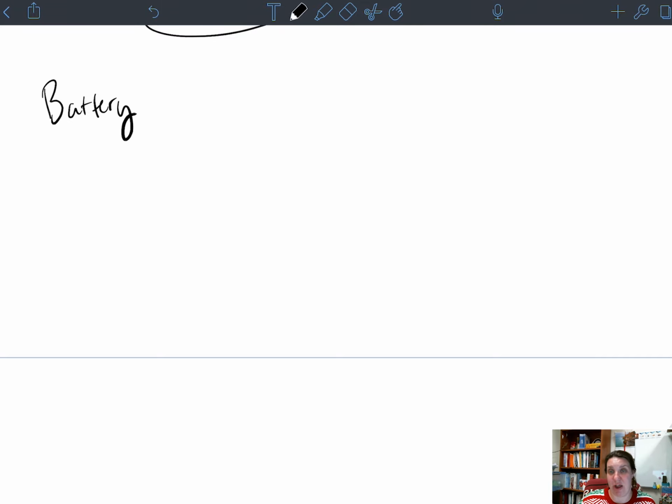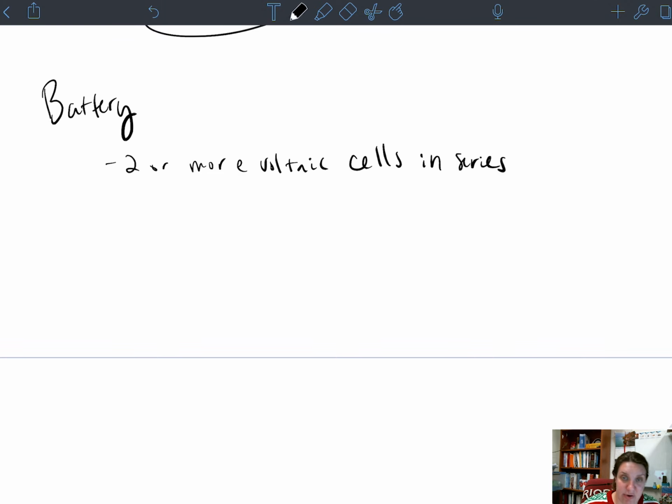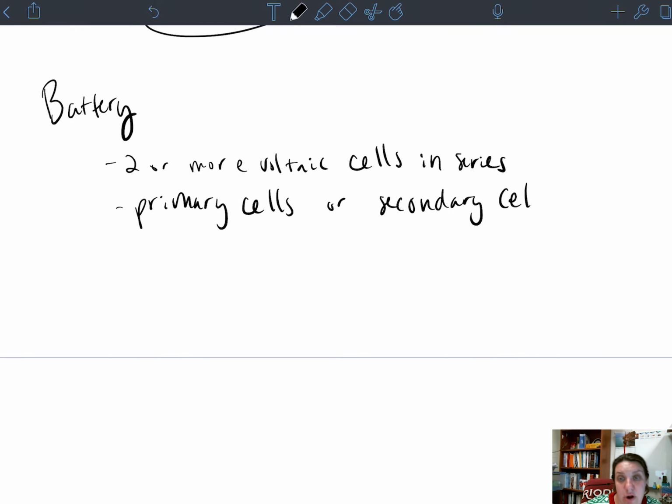In this chapter we're going to look at batteries, and here we have two or more voltaic cells connected in series. We can have batteries be primary cells or secondary cells, where a primary is non-rechargeable, so your redox reaction can't be reversed. Secondary is rechargeable, so we can reverse the reaction.